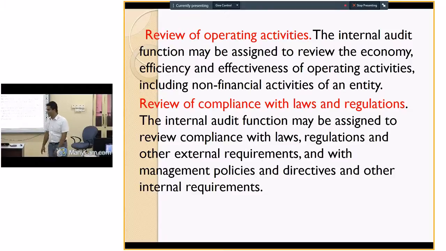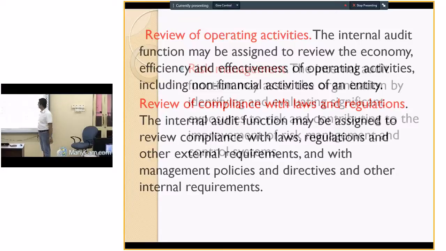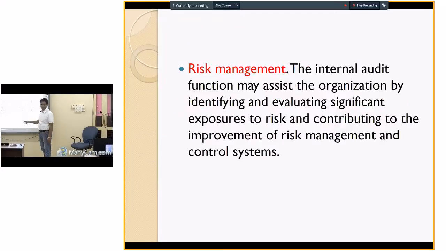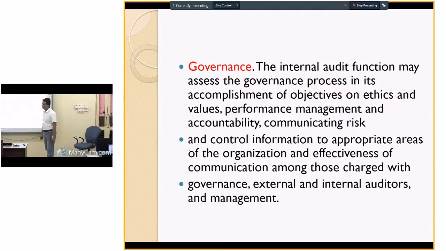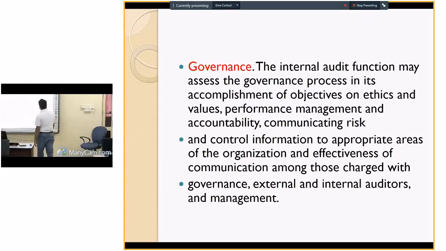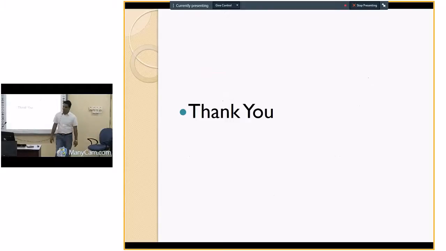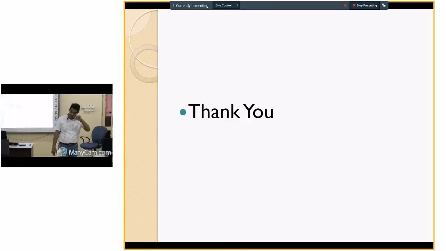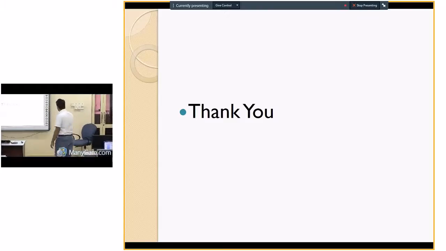These things we discussed: risk management and corporate governance. This is all about SLA 610, use of the internal auditor's work. Any comments from those who are online?